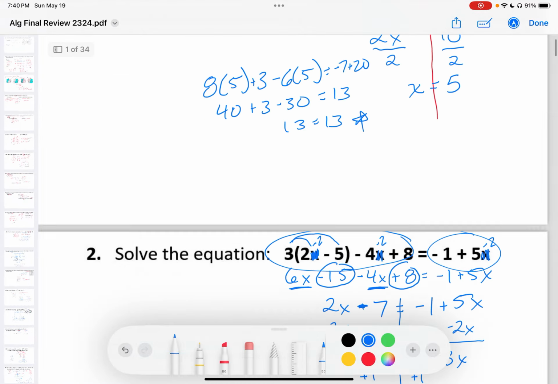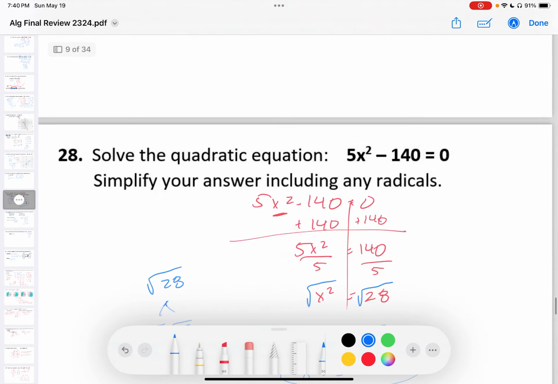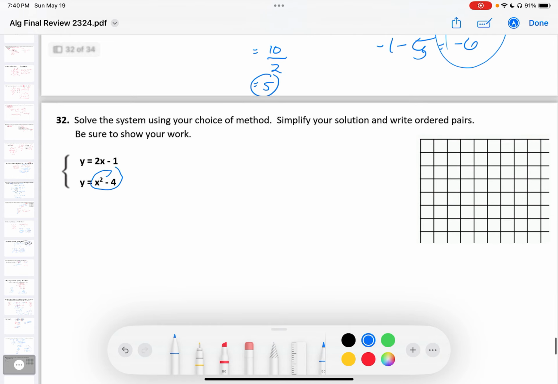We can use, whoa, I went all the way to the beginning. Let's use substitution here, and let's take that x squared and sub it in for y. So we'll go x squared minus 4 equals 2x minus 1. Now to solve this, we want to get everything to one side, and it really doesn't matter which side we work to, but let's make the right side 0.